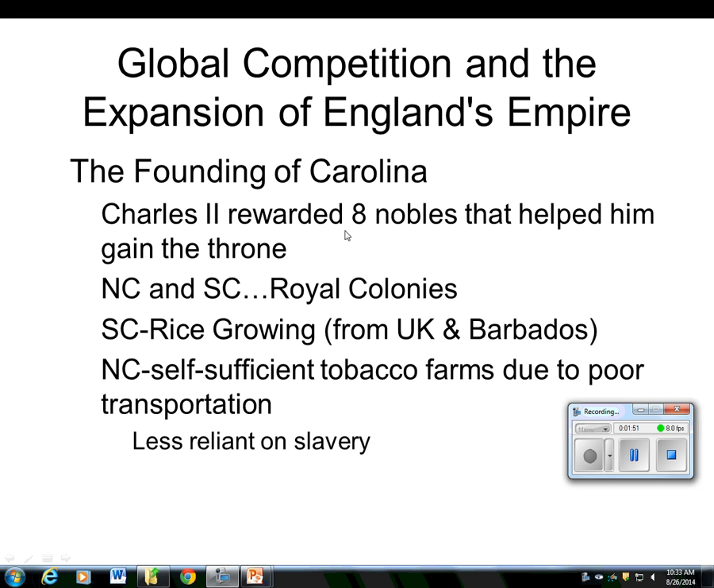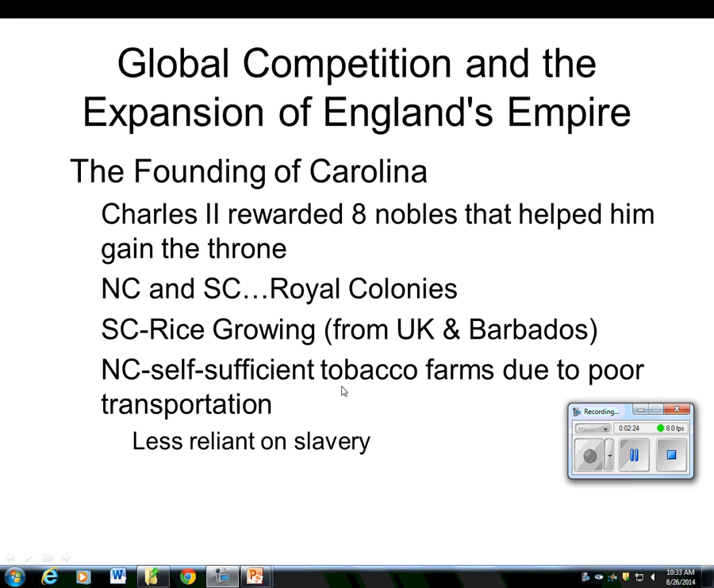And South Carolina was meant to be rice growing, bringing those people from Barbados that we talked about up from the Sugar Isles and the United Kingdom, people trying to create a new cash crop and make some more money that way. North Carolina was meant to be self-sufficient tobacco farms because they had such poor transportation. If you know anything about the Carolina coast, it's called the graveyard of the Atlantic for a reason, because there are so many shipping accidents there. So they basically wanted tobacco farmers that could just become self-sufficient, grow their own food, and export just a little tobacco and survive. So it's a much poorer area.